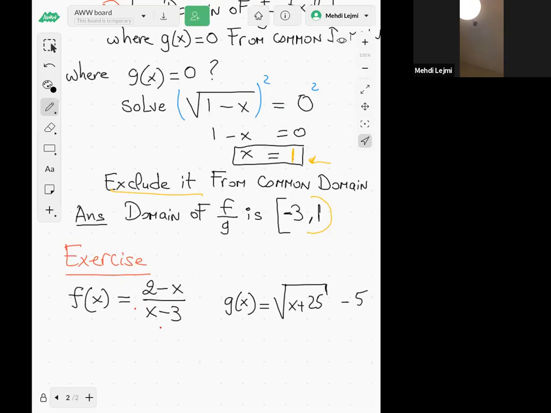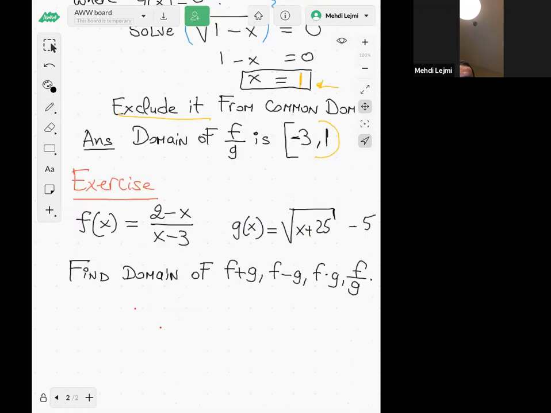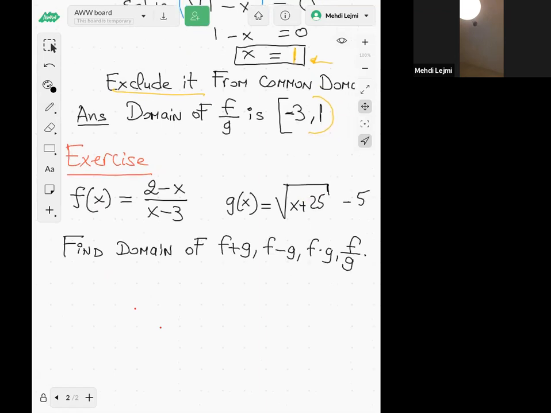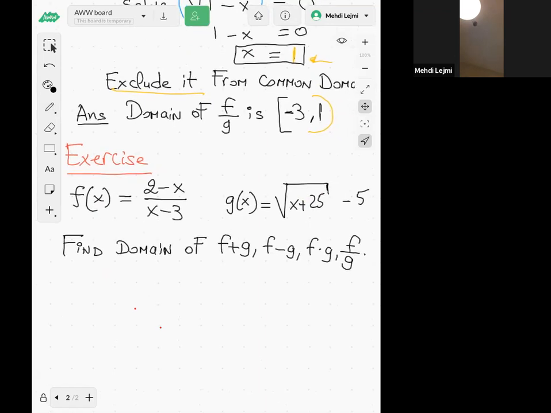Please try to find the domain of f plus g, f minus g, f times g, and f over g. As I said, guys, here you don't have to compute anything, the f plus g, f minus g, etc. You have to focus on the domains, right? Find the domain of f, find the domain of g, and then take the common or the intersection domain.